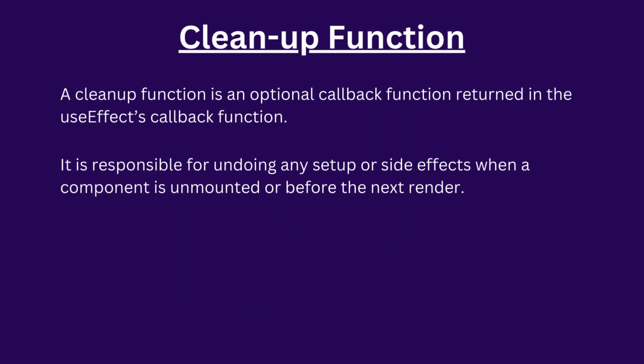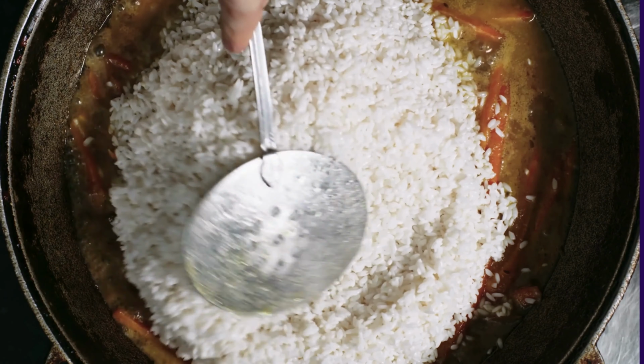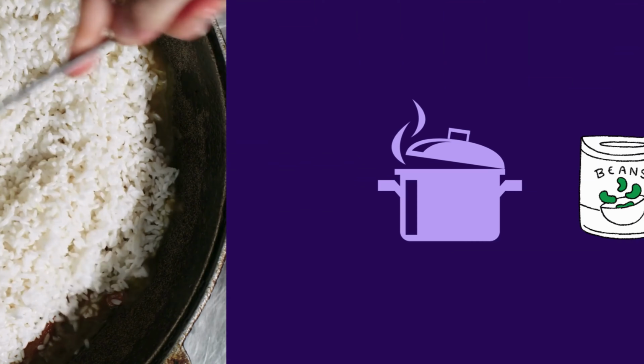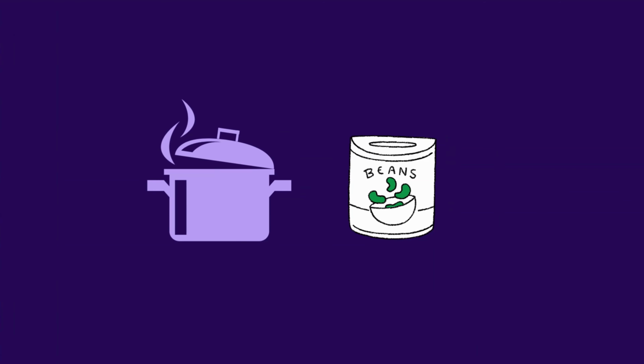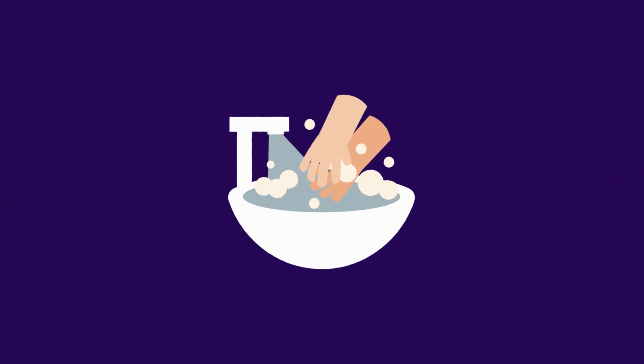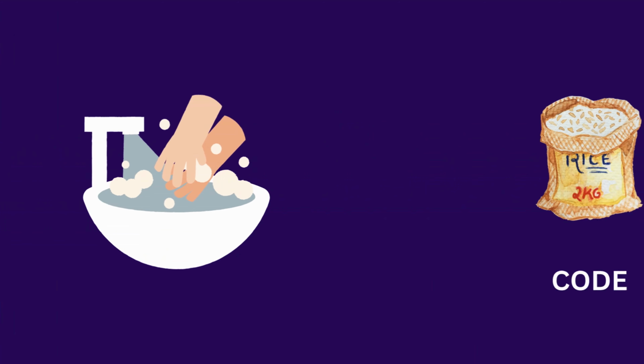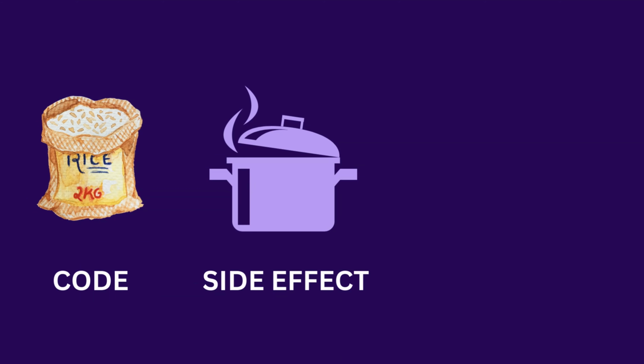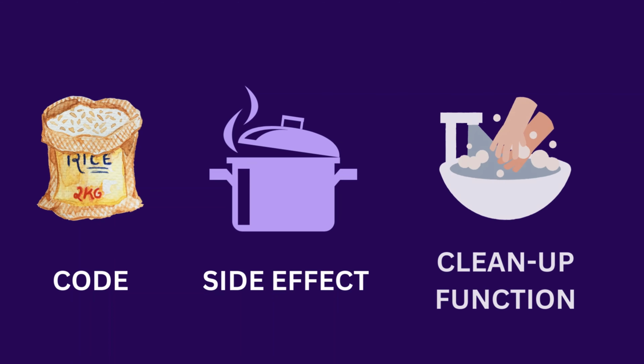To better understand this, let me use this scenario to explain. Let's say you have only one pot in your kitchen and then you decided to cook rice with the pot, and the next day you wanted to cook something else. Before you can use the pot to cook again, you have to wash it first, right? This is exactly what is going on here. The rice in the pot is the code. The process of cooking the rice is running the side effects, which is the code in your callback function. And the process of washing the pot is the cleanup function.